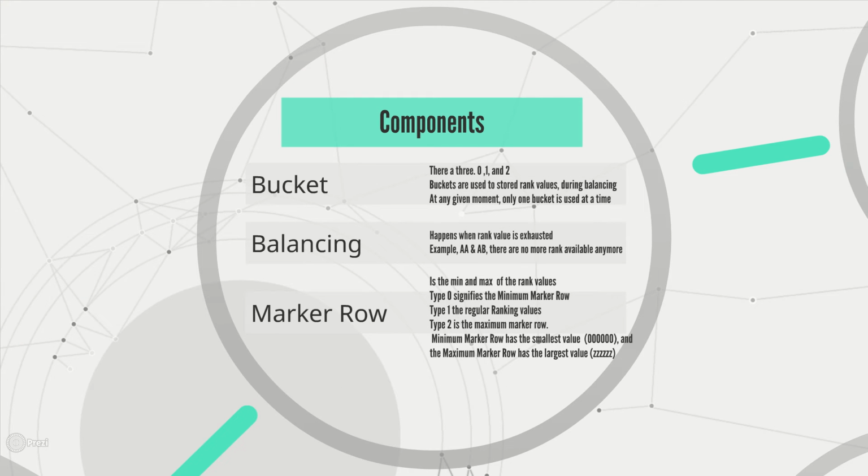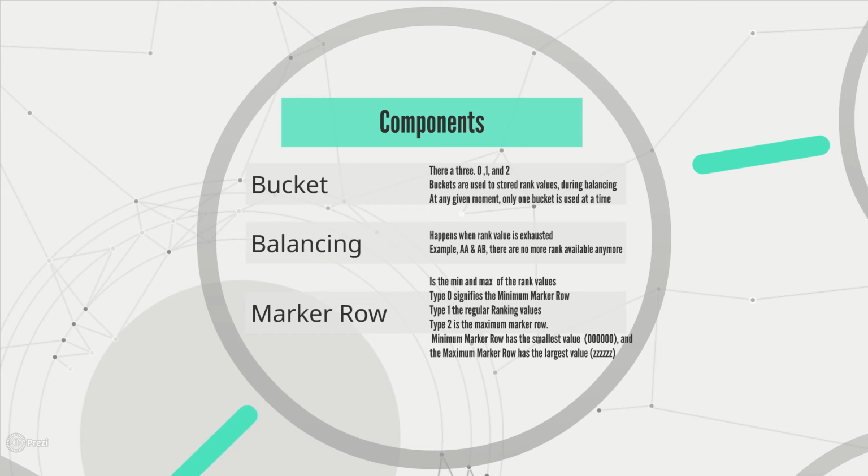All right, there are 3 main components that you need to know regarding lexorank. First is the bucket. The bucket acts as a bucket itself. It stores the ranking value for each of your issues. There are 3 buckets that exist in JIRA: bucket 0, 1 and 2. But remember this, only one bucket is in use at any given moment. There won't be a case where some ranking values are in bucket 1, some ranking values are in bucket 2 and such. No, there will be only one bucket in use at one time. That's the key thing here. We'll go through more details on this later on.